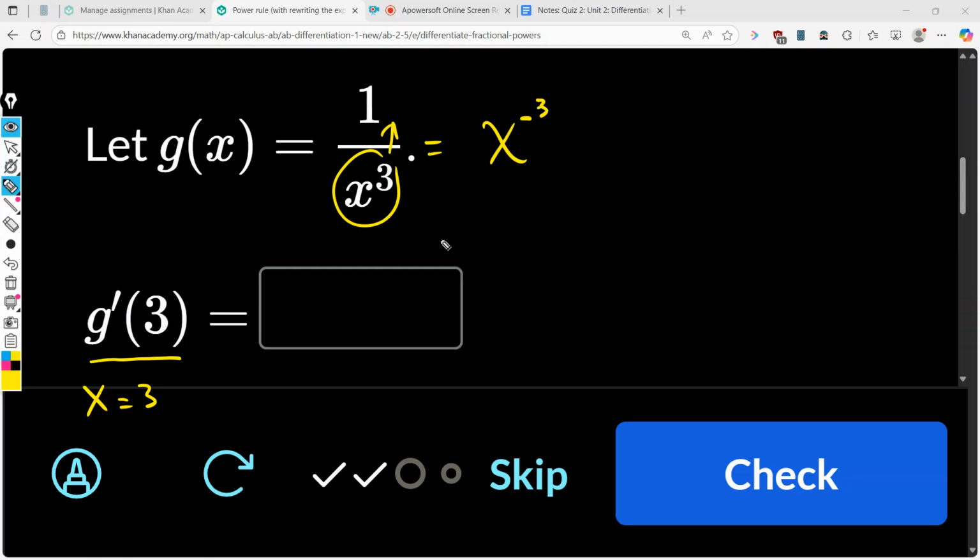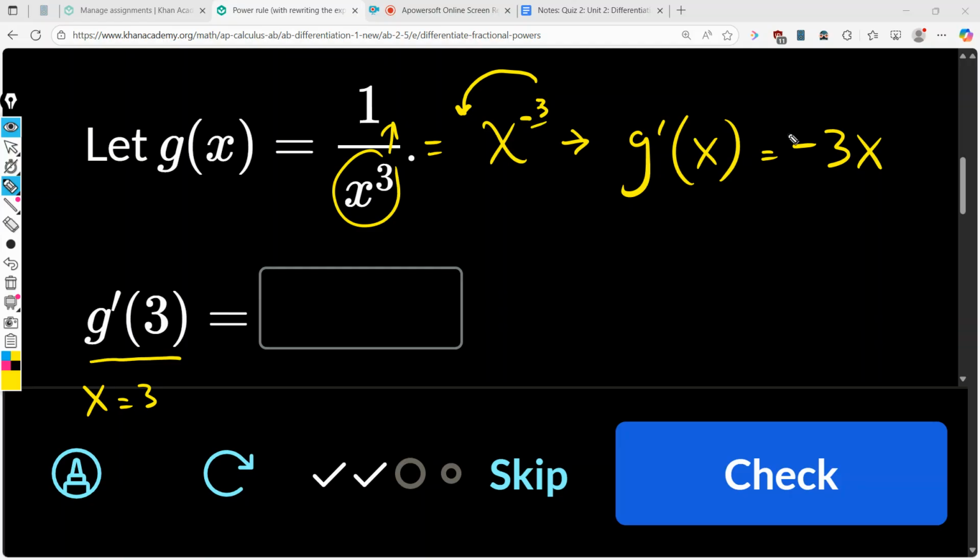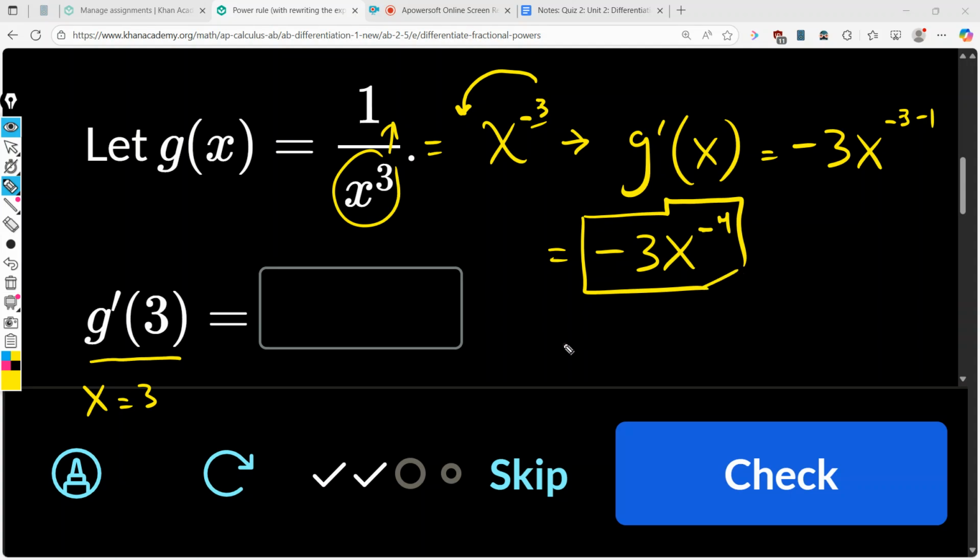And now we can do our derivative. If we want to do g prime of x, as always, you take the exponent and move that out front. So that's going to equal negative 3 times x. And you remove 1 unit from the exponent. So negative 3 minus 1. That's going to equal negative 3 times x to the negative 4. That is our slope function, or our derivative.